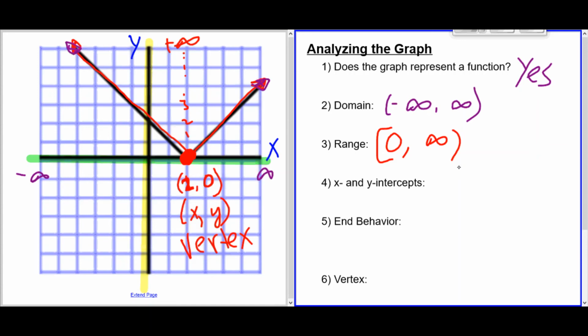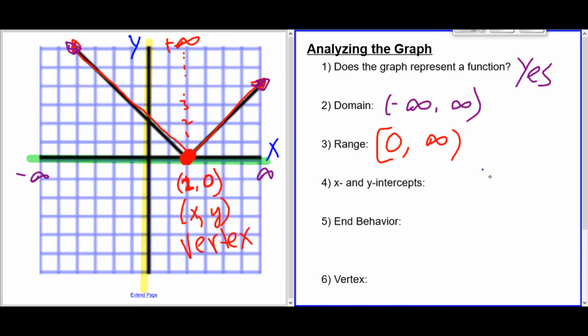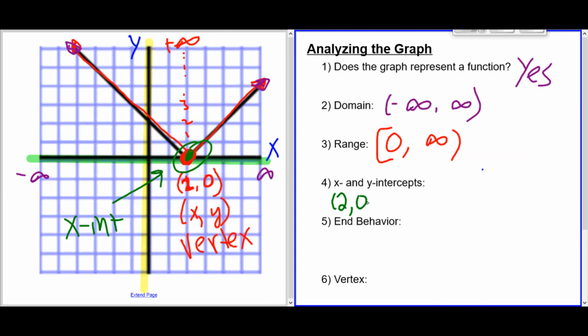For the x-intercept, remember, you're looking at where the graph crosses the x-axis. So I highlighted the x-axis in green. Notice the graph crosses the x-axis right at the vertex. It crosses right here. This is your x-intercept. This is the point 2 comma 0. So the x-intercept is 2, 0.